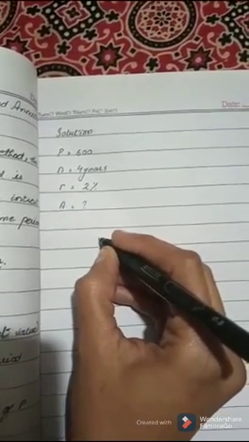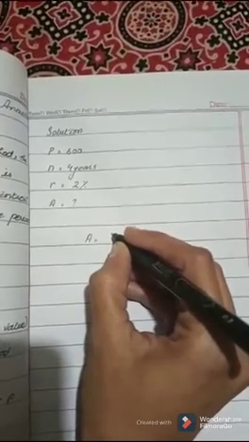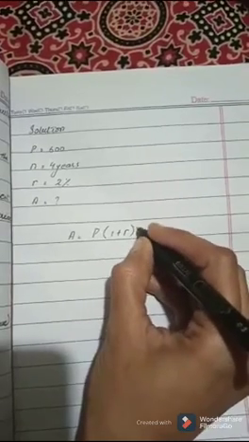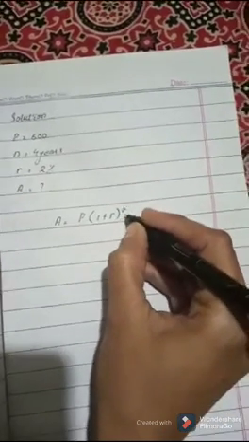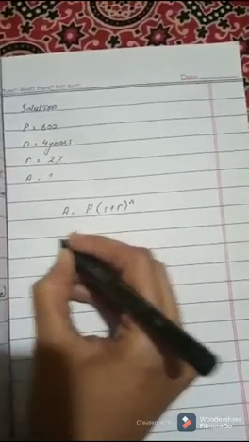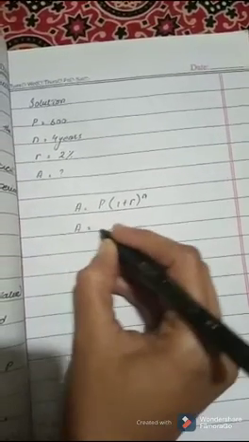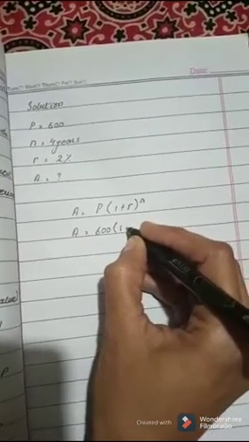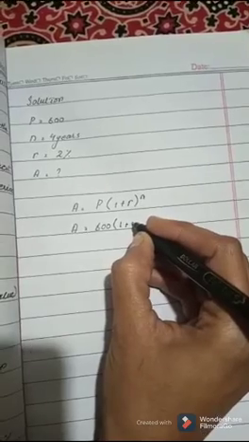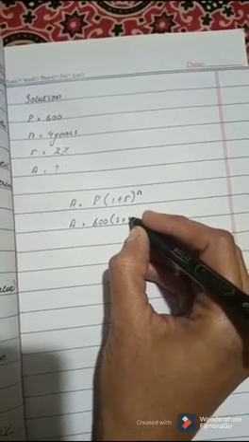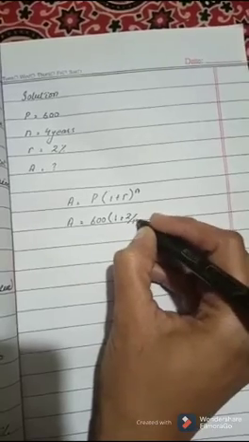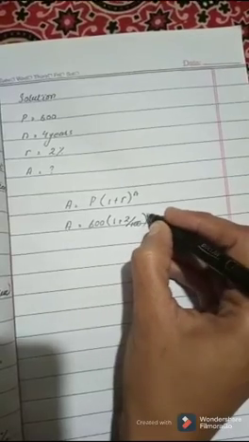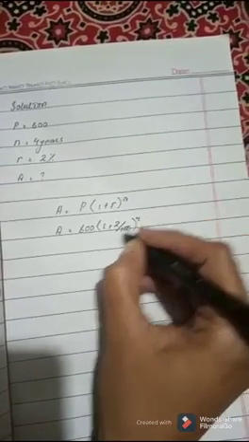Formula for compound amount is A equal to P(1 plus r) raised to the power n. We have to find A. P is given 600, 1 plus 2 over 100. We are removing the percent sign, so that's why 2 is divided by 100, and n is equal to 4 here.